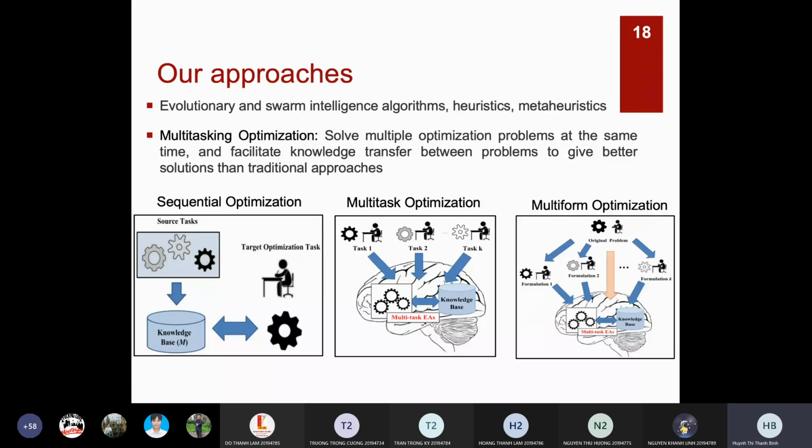So you propose to unify the search space, or we can call it knowledge base, and you combine all the knowledge of the first task, the second task, and the K-th task, and we call that multitask evolutionary algorithm. So we propose a multitask evolutionary algorithm for solving this kind of problem, so that you can inherit a good gene from the first task and the second task or the other task, and you can inherit the good gene from the first step to transfer to the next step. So we hope that we can find a better solution than the traditional approach.